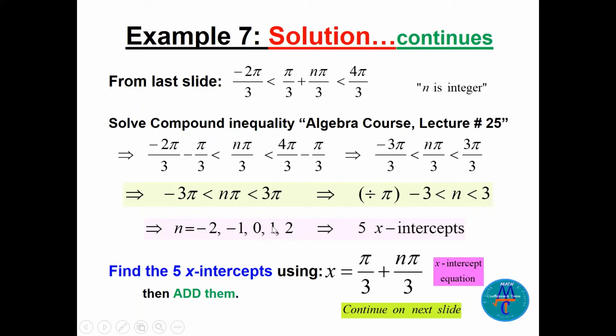So how many values for the n's? 5 values, which means 5 x-intercepts. Now let's find them. Find the 5 x-intercepts using this equation. See the equation we found, pi over 3 plus n pi over 3. Then we add them. So we replace these values of n, minus 2, minus 1, 0, 1, 2 there.